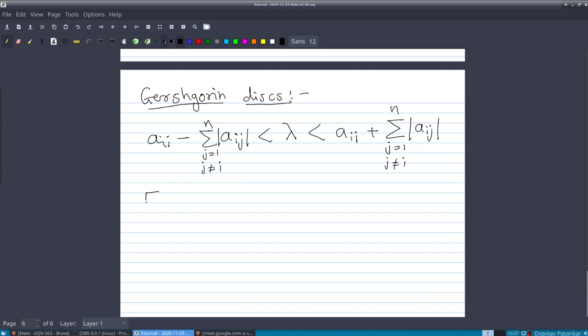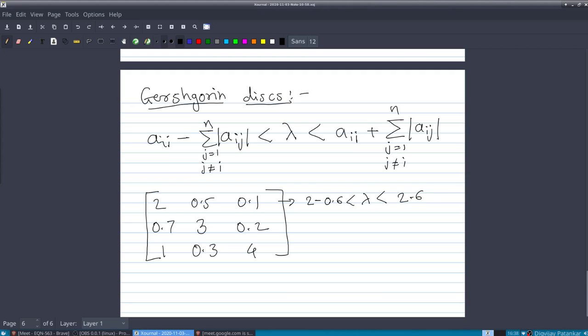So suppose I take a matrix something like this: 2, 0.5, 0.1, 0.7, 3, 0.2, 1, 0.3 and then 4. Some matrix I have taken. Apply this Gershgorin disk formula to the first row. The diagonal term is 2, minus the sum of off diagonal terms 0.6, should be less than lambda and less than 2 plus 0.6, so 2.6. So here 2 minus 0.6 means 1.4.